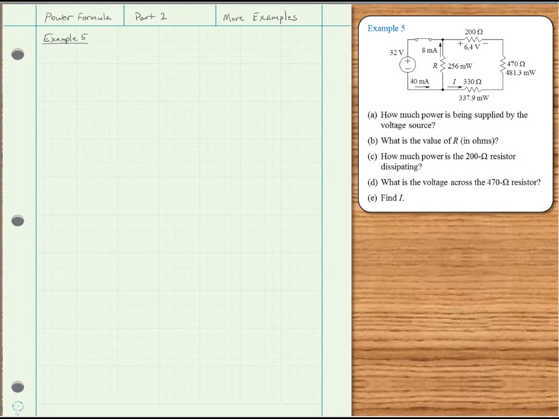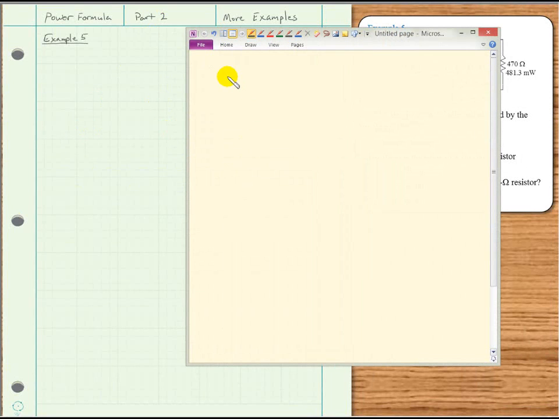So far in this unit, we have worked with 4 variables in DC circuits with resistive loads, and those are voltage, current, resistance, and power. And we've said that if any 2 of these variables are known, the other 2 can be found using these relationships. Ohm's law, V equals I times R.